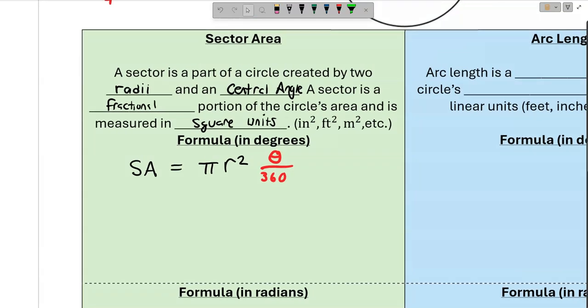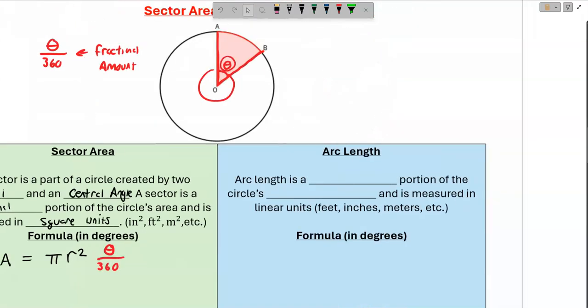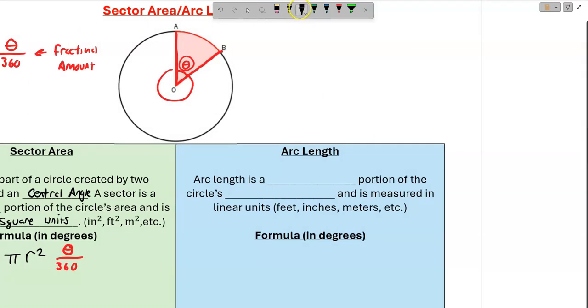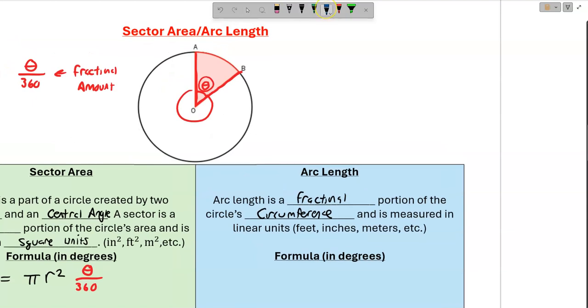Now we're going to take this exact same concept and apply it to our arc length as well. So arc length, instead of talking about area, is a fractional part, but this time of the circle's circumference. And that's going to be measured as a linear unit. So circumference, remember, is the entire length of the outside edge of the circle. The arc length, we're only looking at a section of that.